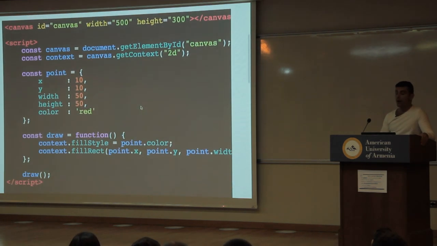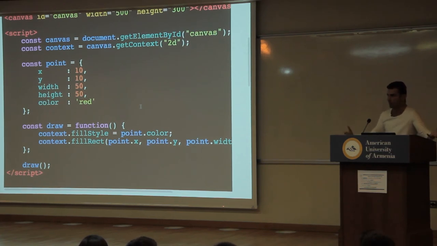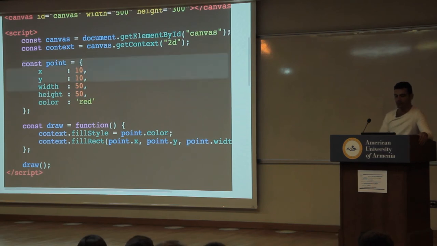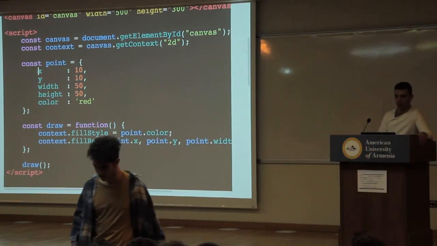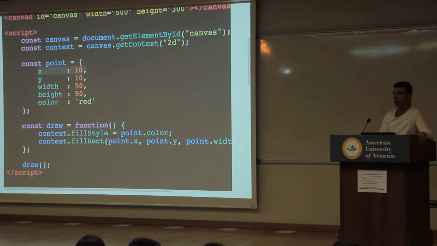Remember in one of the classes, when we had this idea of a game, and the game had characters and bullets, and we were iterating over each bullet and drawing it on the board? Before we get there, let's have a very simple case. Let's say we have a point. It's an object which has some information about it. The point is on this coordinate, this width, this height, and this color. I want to now draw that on the screen.